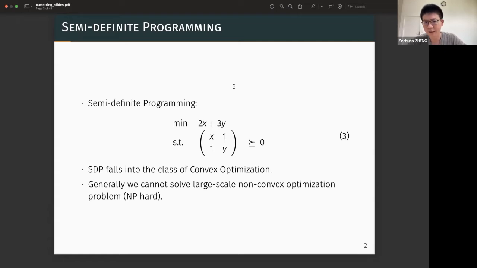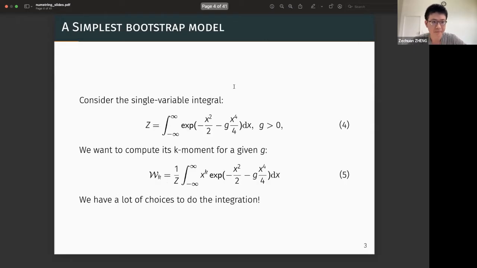Generally, we cannot solve a large-scale non-convex optimization problem. It's like solving a linear system of equations versus a nonlinear system of equations. Solving convex optimization or non-convex optimization, they are on different levels of complexity. So we should keep it in mind because we will see some non-convex things later.